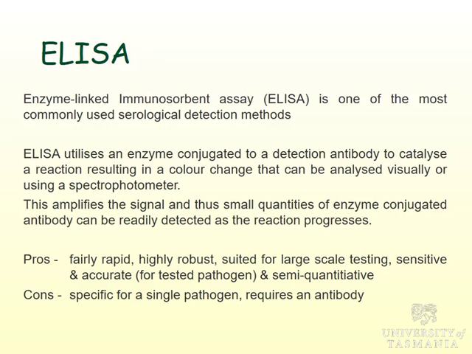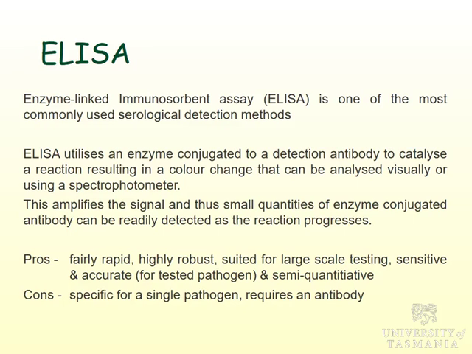There are a number of them, but the important ones are things like ELISA, or enzyme-linked immunosorbent assay. It's probably the most commonly used serological detection method for plant pathology and human pathology and a number of other things. I think they even have ELISA tests for HIV and whatever else.